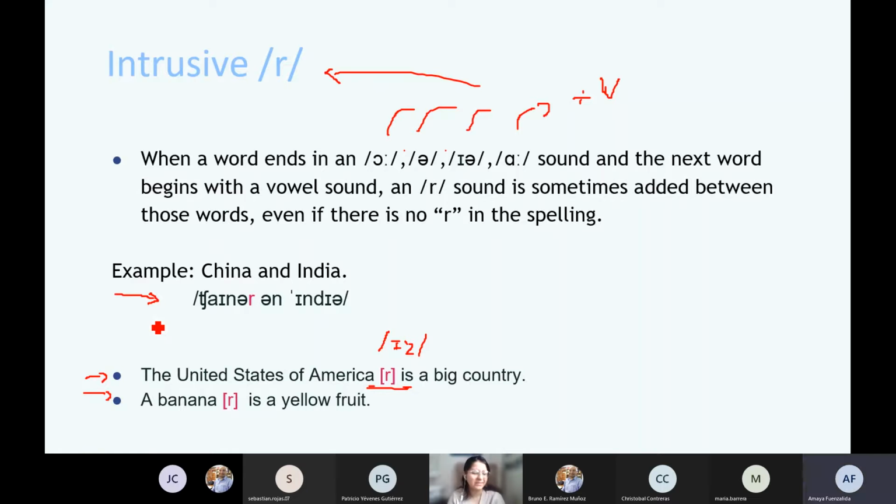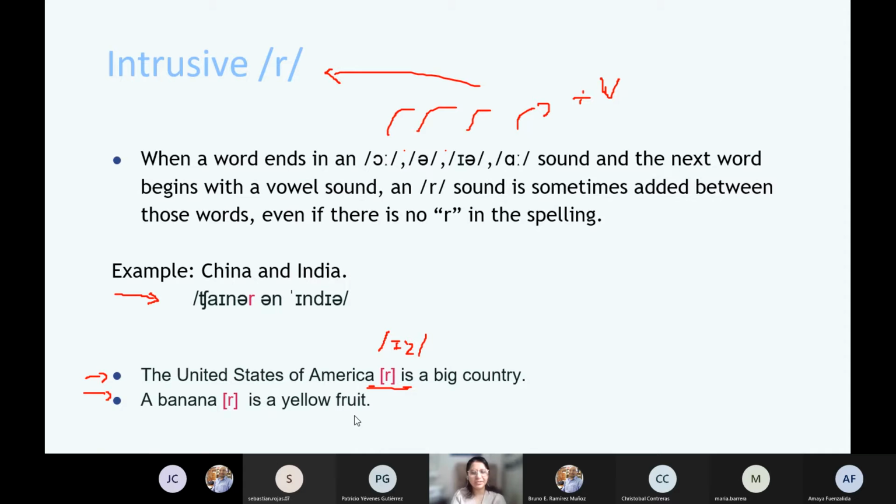Again? Yes, please. China and India. The United States of America is a big country. A banana is a yellow fruit. Banana is a yellow fruit. Yeah.